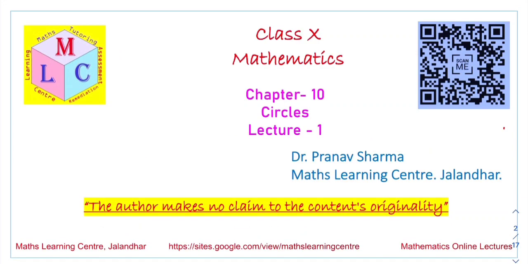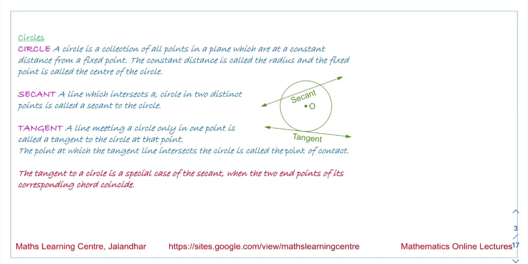We are going to start now the next chapter, chapter 10 of class 10th mathematics, circles. So in our previous lectures we have already discussed the basic definition of circles. For a circle, we have some fixed point given to us and a fixed length, say r.